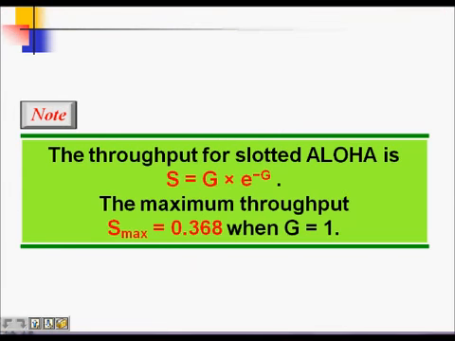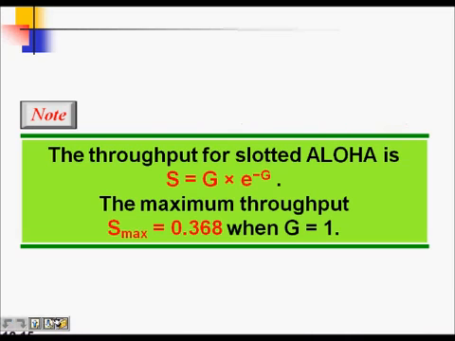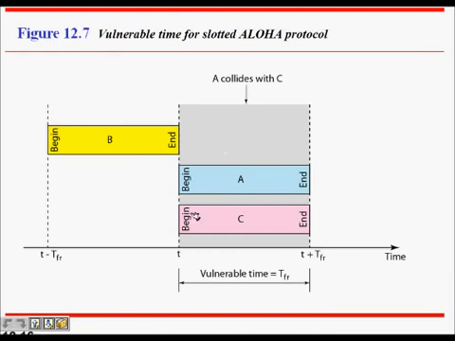So the improvement is now S is G into e to the power of minus G, and here the maximum throughput will be when you send only one frame per time slot. So you have 36.8% throughput. That means out of 100 packets you send, 36.8 packets will be transmitted successfully. And vulnerable time is just 1 times TFR.